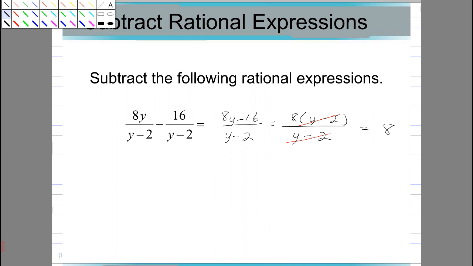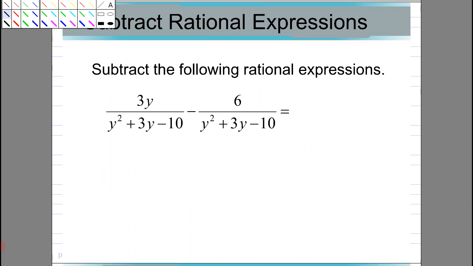Okay, so the idea here is: get the same denominator, add or subtract our numerators, and then simplify if you can to reduce that. It's kind of the logical flow we've got here.